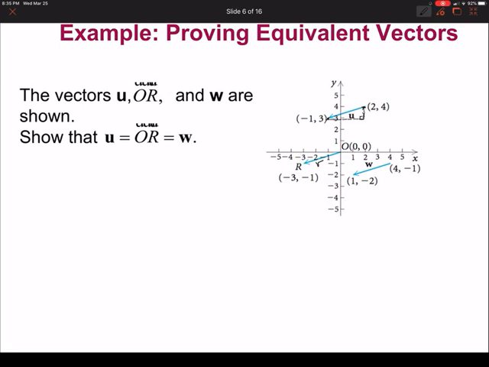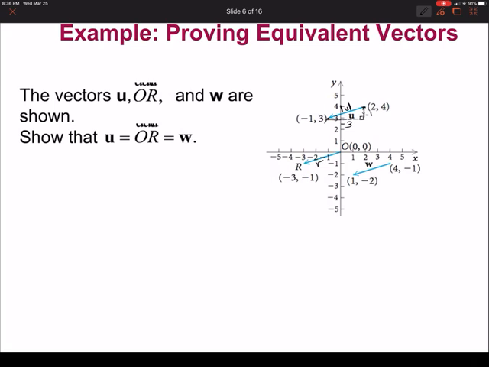If we're going from 2, 4 down to negative 1, 3, we're going down 1 unit on the y-axis, and we're going left 3 units on the x-axis. And of course, the length, the magnitude of vector u, which we'll abbreviate with these vertical bars. Our book uses the vertical bars for magnitude of u. It's like our absolute value bar. But these are our magnitude.